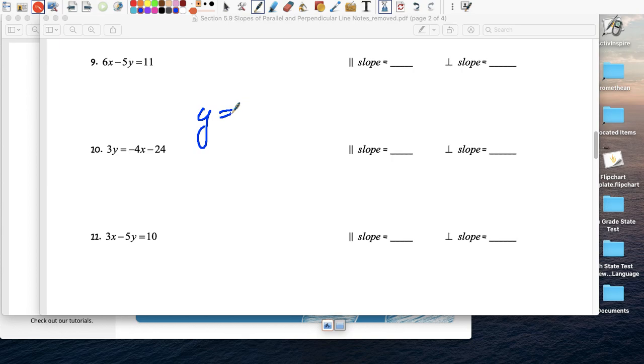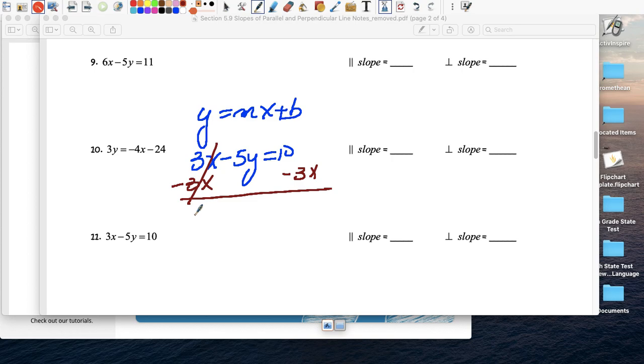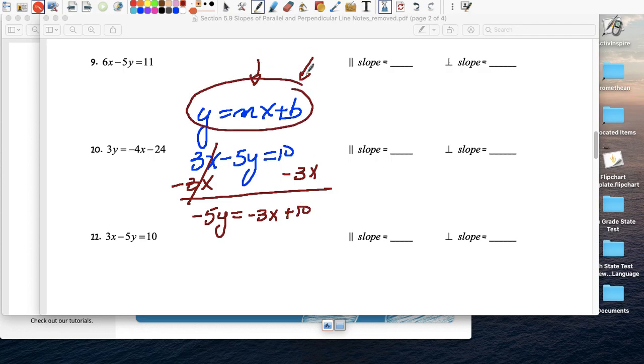Again, y equals mx plus b. We have 3x minus 5y equals 10. So I want to get this 3x to the other side. I want to get rid of the 3x, and I want to get rid of the 5. So let's get rid of the 3x first. Minus 3x, and then minus 3x on the other side. That goes away. I'm left with negative 5y. And instead of writing 10 minus 3x, I'm going to write negative 3x plus 10, right? So just to keep it in this format where the slope comes first and then the y-intercept.